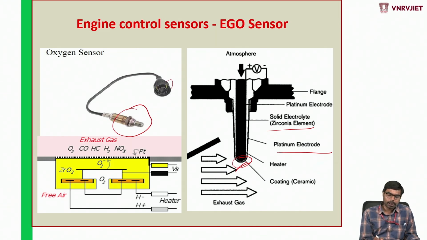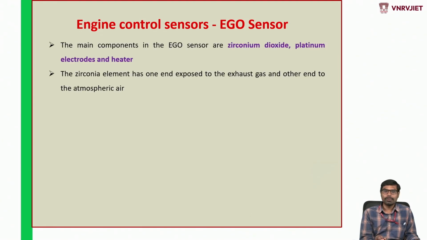Here the temperature of the exhaust gas is in the order of 1000 degrees centigrade. To withstand the temperature, we keep a ceramic coating. When they have a ceramic coating, the exhaust gas temperature is withstood by this particular sensor. Even though it attracts oxygen molecules, that is compared here between the outside atmospheric air and generates a voltage. The main components of the oxygen sensor are the zirconium dioxide, platinum electrode and heater.